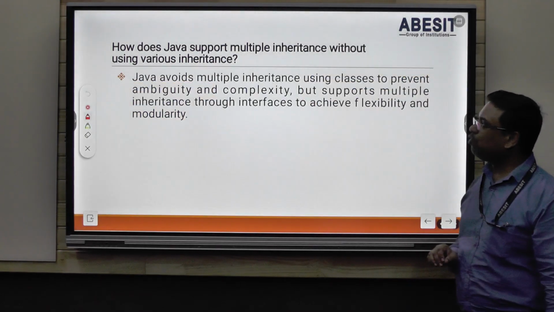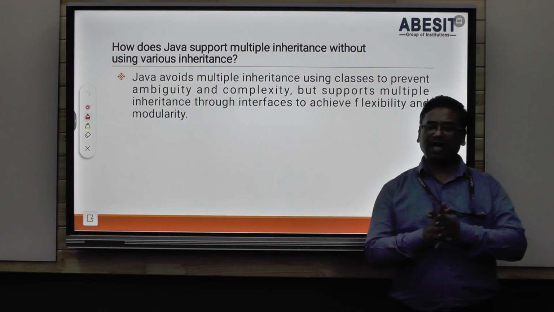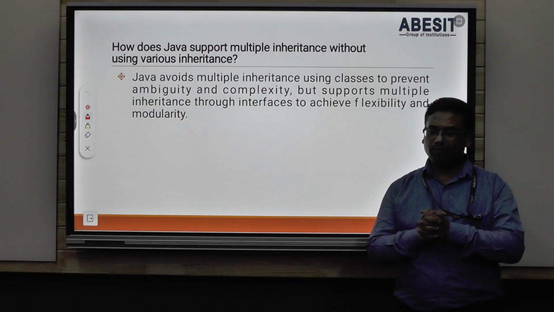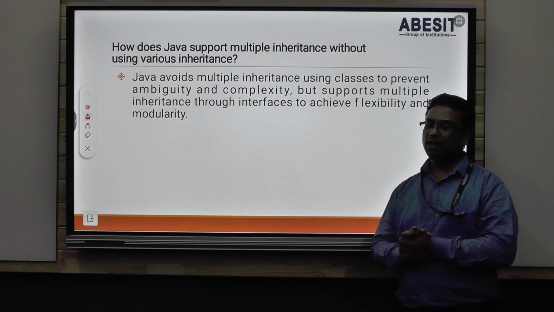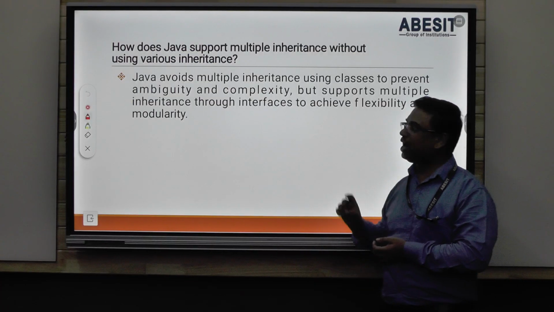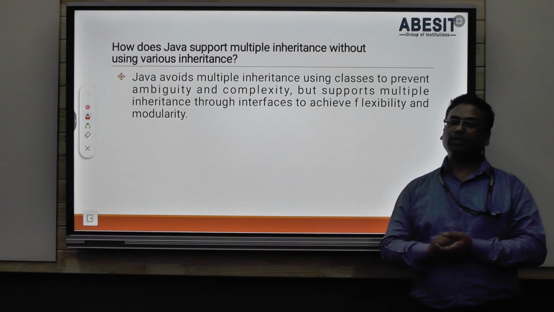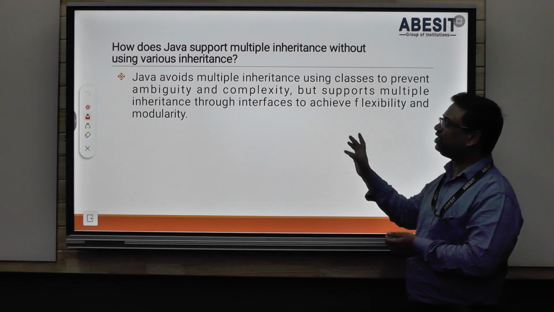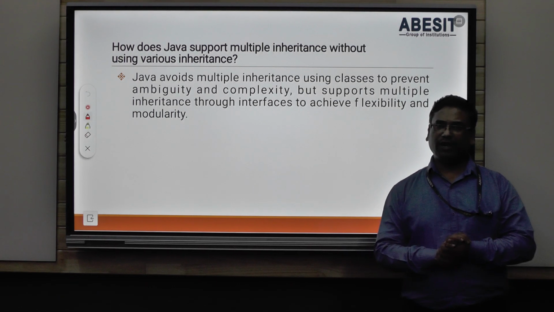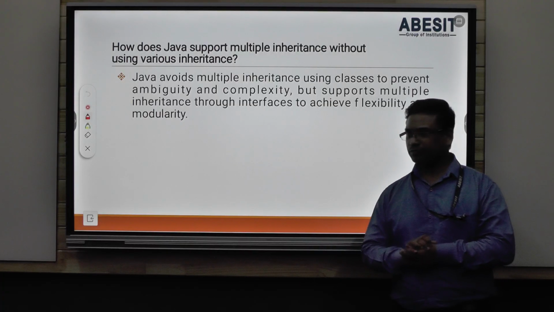Now, if you want to give a final answer for this question: Java avoids multiple inheritance using classes to prevent ambiguity and complexity, but supports multiple inheritance through interfaces to achieve flexibility and modularity.